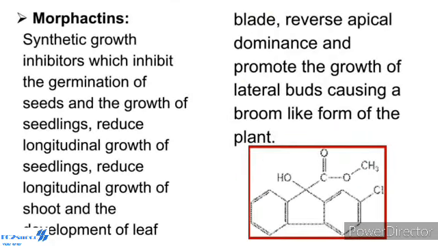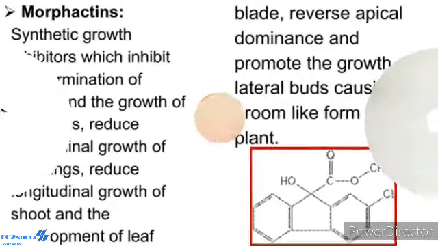Another one, morphactins, synthetic growth inhibitors which inhibit the germination of seed and the growth of seedlings, reduce longitudinal growth of shoot and development of the leaf blade, reverse apical dominance, and promote the growth of lateral buds, causing a broom-like form of the plant.